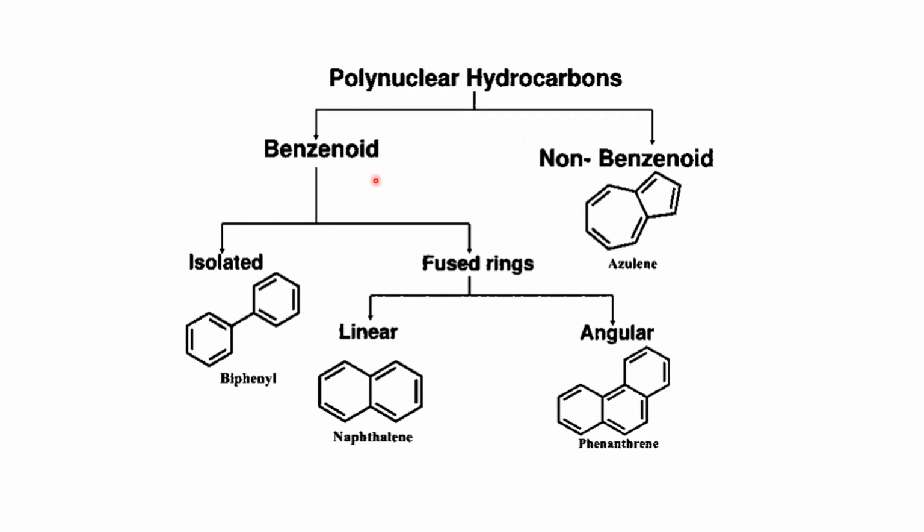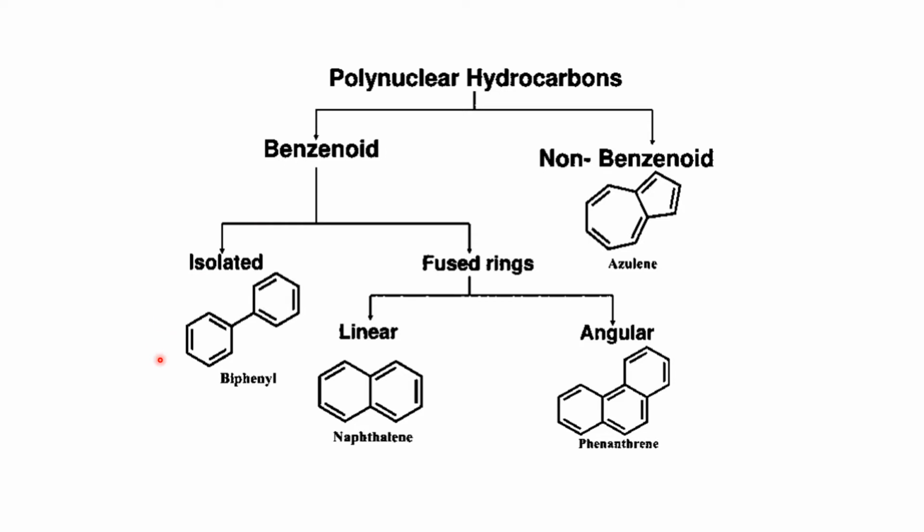So benzenoid are further classified as isolated and fused rings. We have already seen fused compounds, so naphthalene and anthracene, because all rings are joined in a series. They come under linear, while in phenanthrene, third ring is joined angular. It is not in the straight line. So that is about phenanthrene.